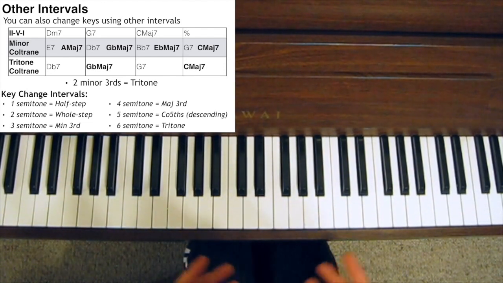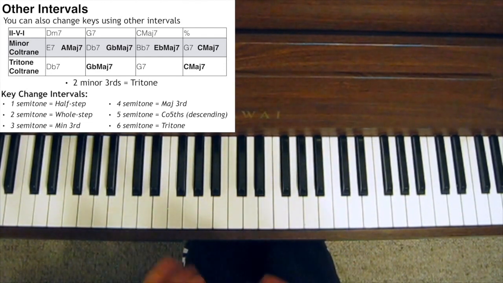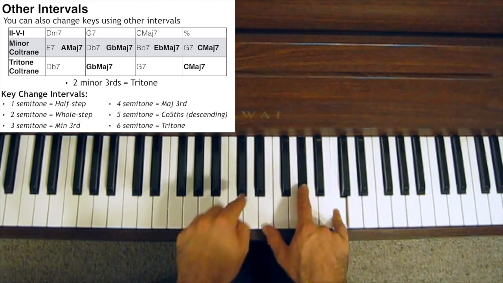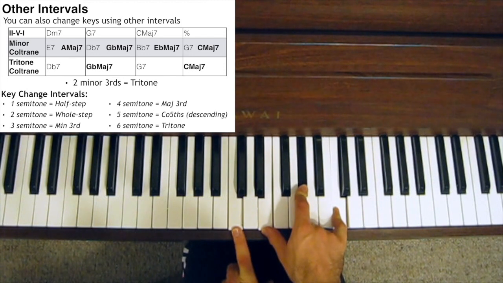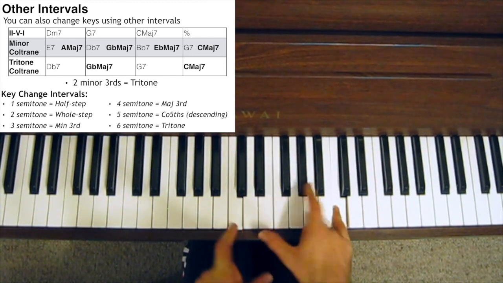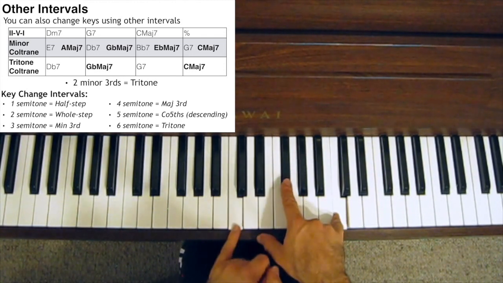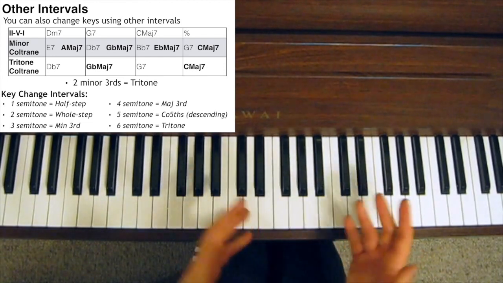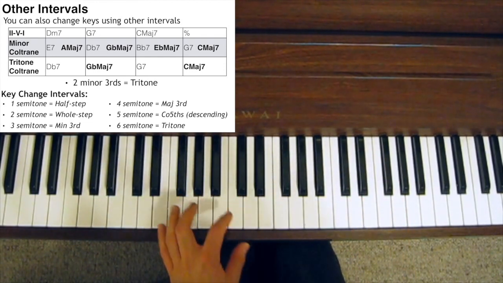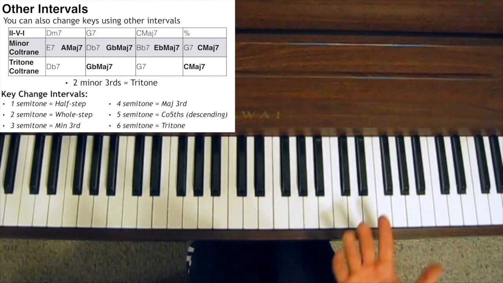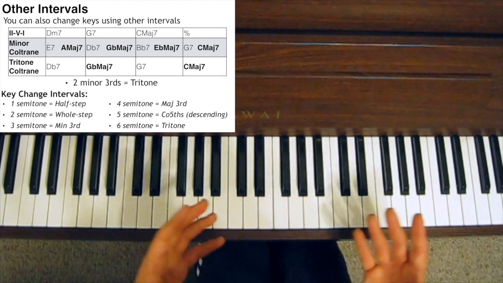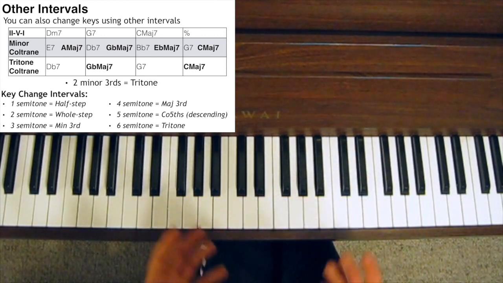So that, in a nutshell, is what Coltrane Changes are and how they're used. They're essentially just moving the key down in intervals of major thirds, although you can use other intervals like minor thirds or tritones if you like. And they're used to reharmonize 2-5-1s or 3-6-2-5s or 1-6-2-5s that you find in existing jazz standards.